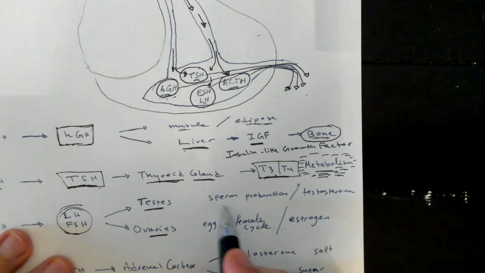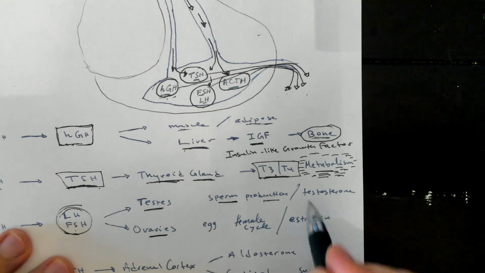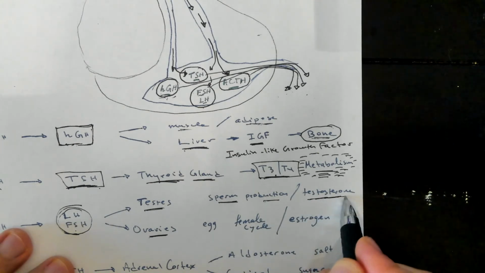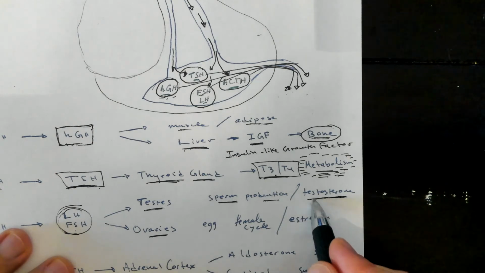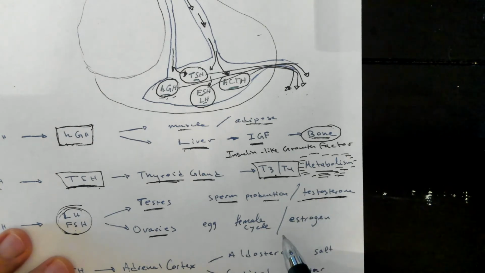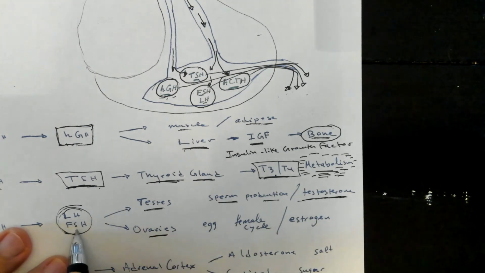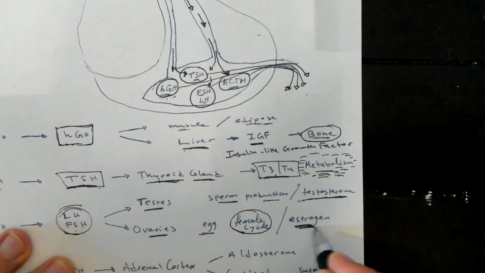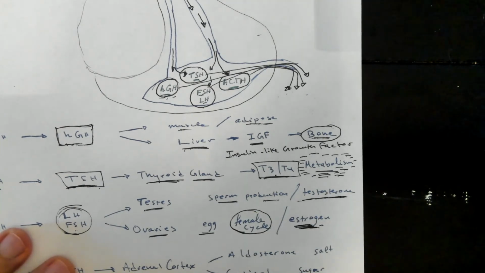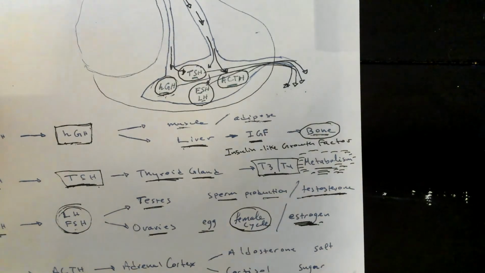In the male, we get sperm production. We also get testes stimulated to make testosterone, which gives more of a male characteristic to the human. In the female, the target for the LH and the FSH is the egg. We also have the female cycle as a result. And we also get an increase in estrogen, which gives female characteristics.